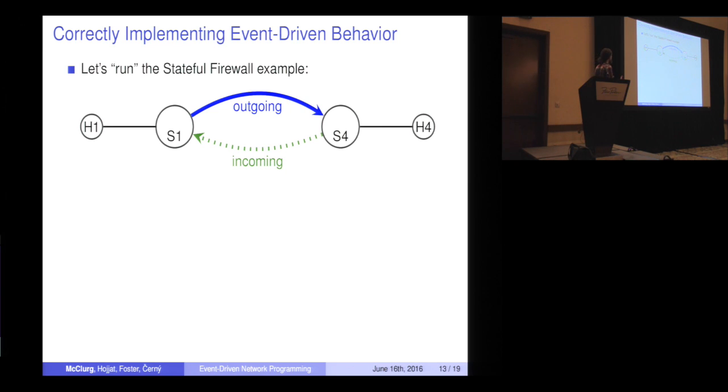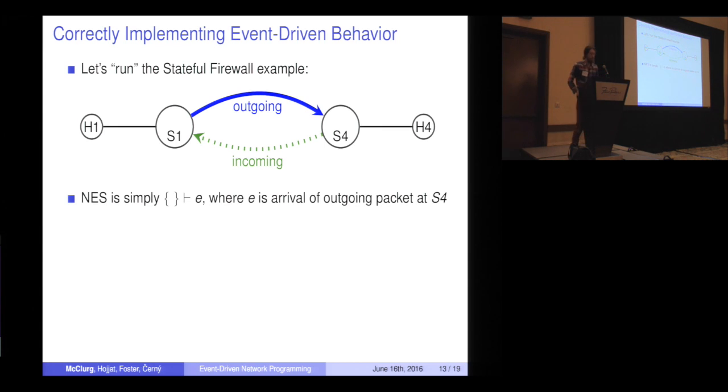So once you've compiled a stateful NetKAT program, now we want to run that in an actual SDN. So let's go back to this stateful firewall example. Hopefully it can be seen that the network event structure here, where the empty set can enable this event E, where E is arrival of an outgoing packet at S4. So there's only one event happening in the program, and it's the one that happens when a packet of the right kind arrives at S4.